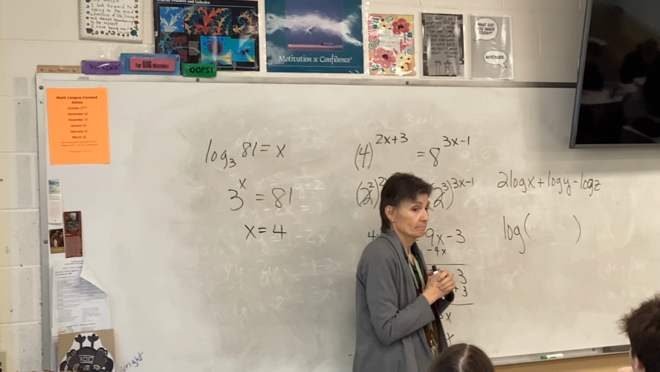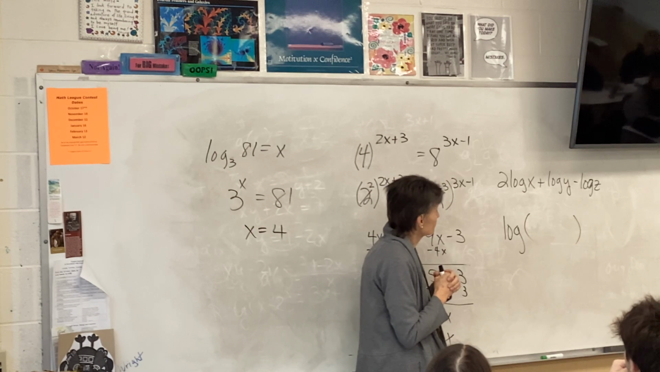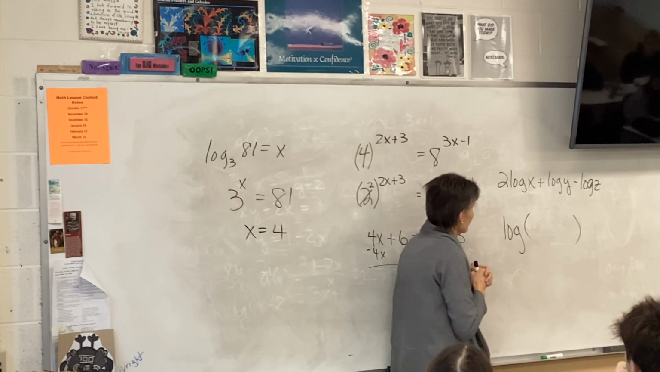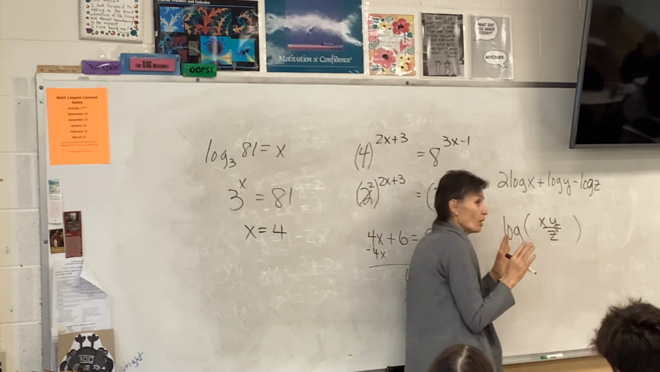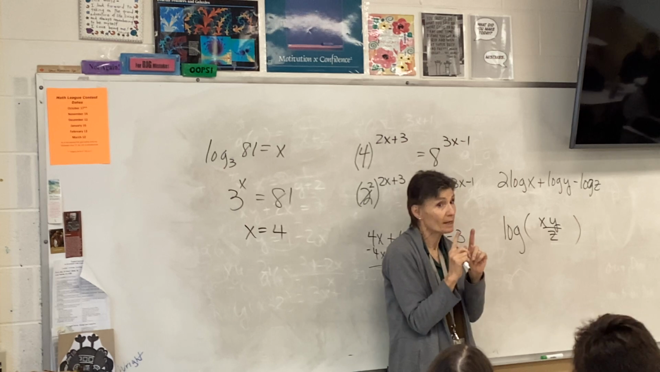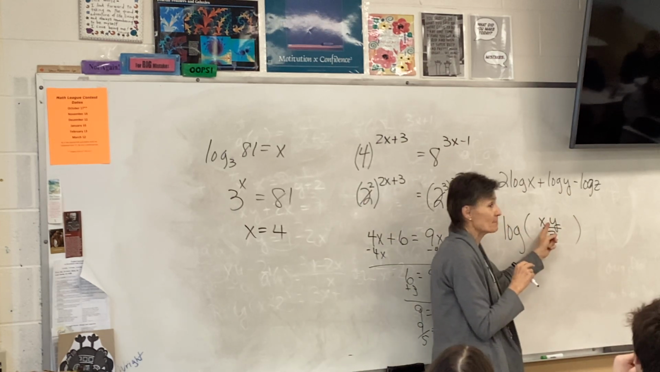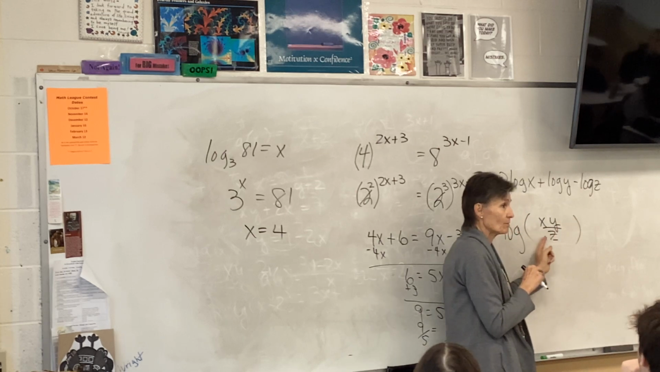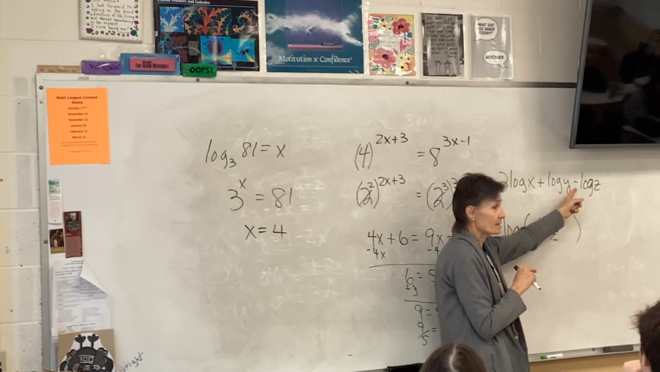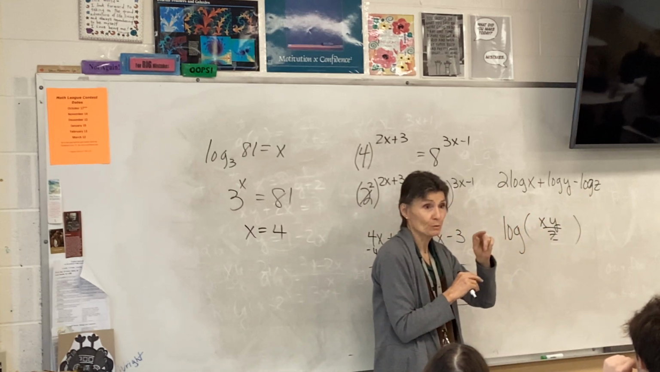X times Y. Maybe xy over z. Now let's stop right there and talk about that, because it's a good start. Not done, but it's a good start. Why are the X and the Y times each other? Because that's a plus. Why is the Z down here divided by? Because that is a minus. Now what's missing? The 2.